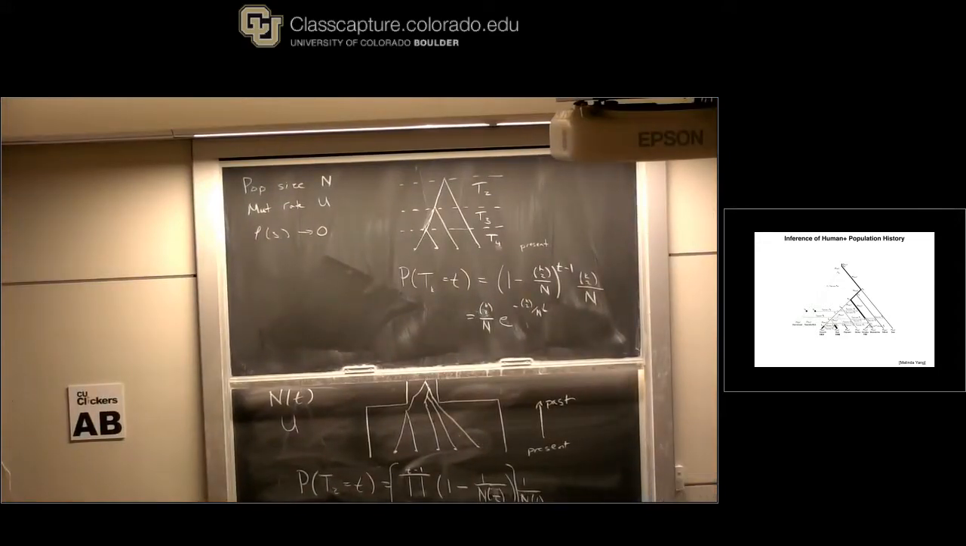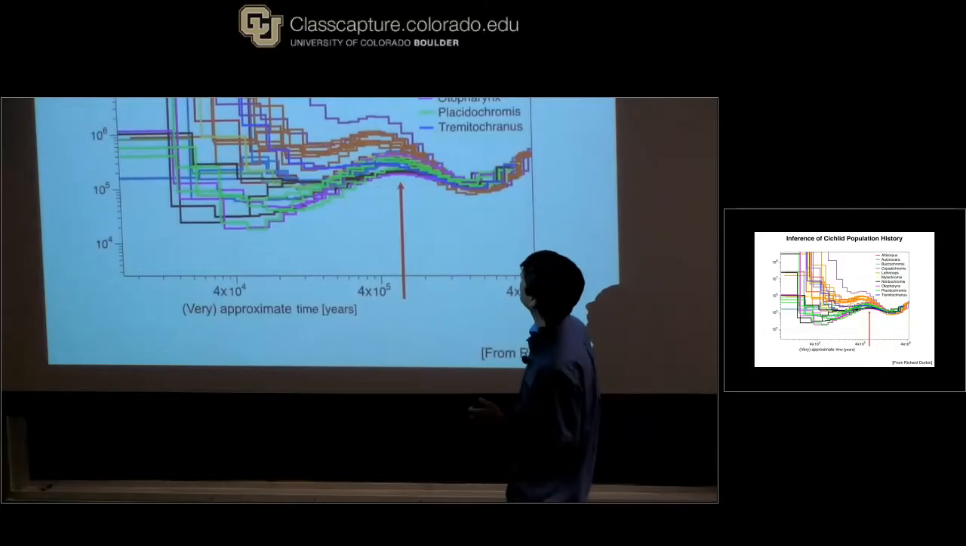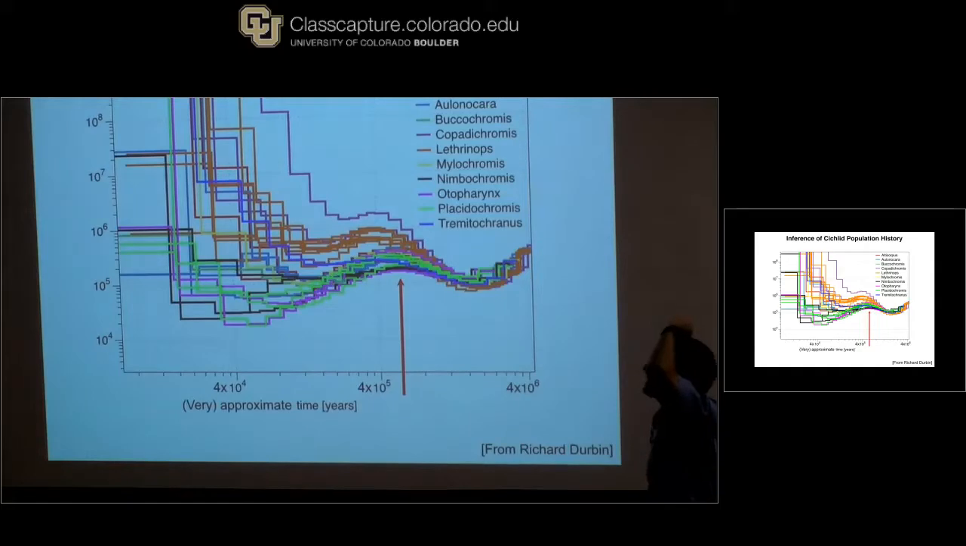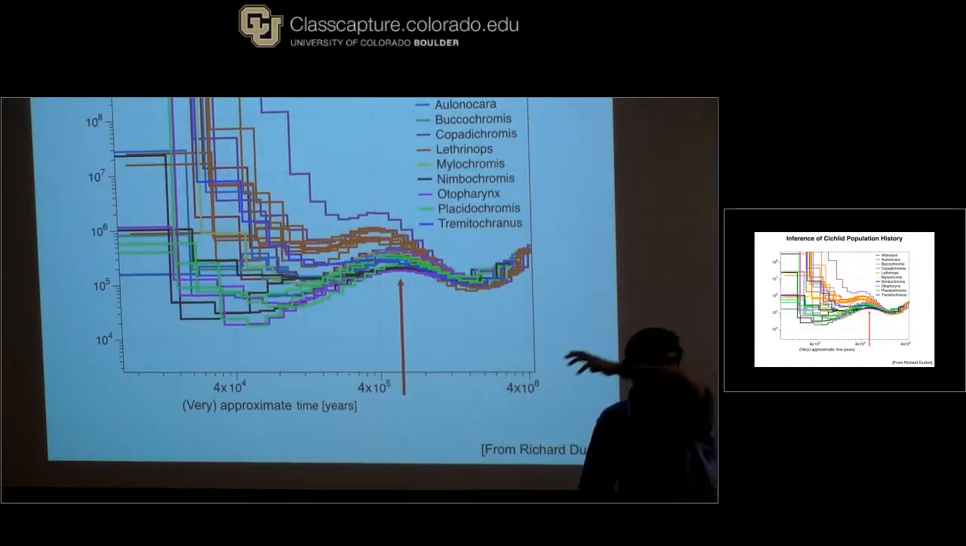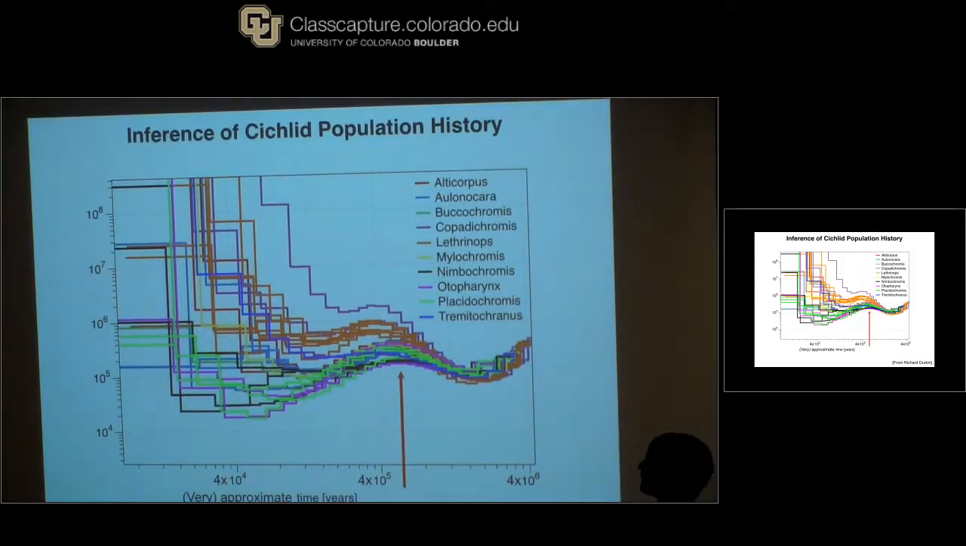Okay, so I just wanted to point out that people do this not just in humans. Here's an example from these fish that live in Africa, in this lake, I think from Lake Malawi. Same kind of deal, the exact same method applied to sequence data from this. It looks kind of suspiciously similar, the population size that is inferred. Yeah. So on this plot and then more or less like, yeah.